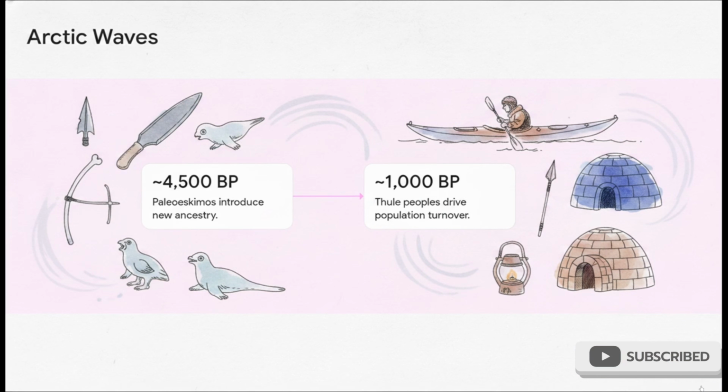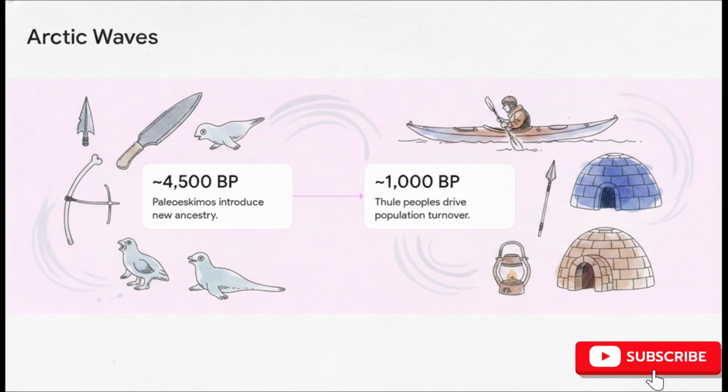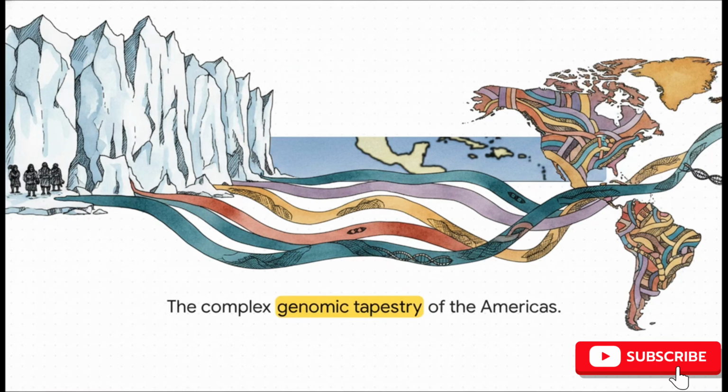The Arctic actually saw two massive, distinct later waves. First, roughly 4,500 years ago, the Paleo-Eskimos, represented by the Saqqaq and Dorset cultures, arrived and introduced brand new ancestry. Then much later, about 1,000 years ago, the Thule culture arrived. The Thule are the ancestors of present-day Inuit populations, and their arrival drove a massive population turnover up in the high Arctic.